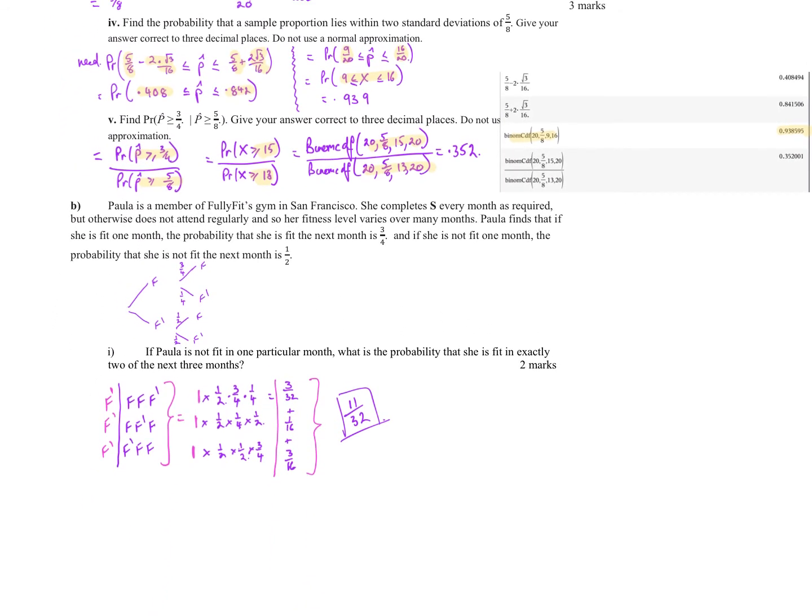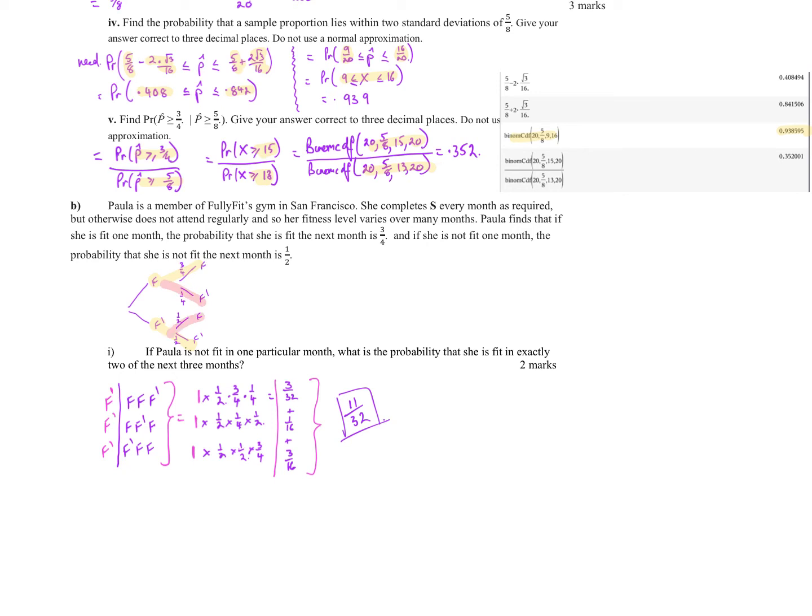Paula is a member of Fully Fit Gym in San Francisco. She completes tests every month, is required but otherwise made regularly. So fitness levels vary over the months. Paula finds that if she's fit one month, the probability that she's fit the next month is 3/4. So fit to fit is 3/4. Not fit to not fit is a half. Okay, so I've just got a little sample tree diagram in there. So then you can see what the other two branches would be. Fit to not fit is 1/4, not fit to fit is a half also.